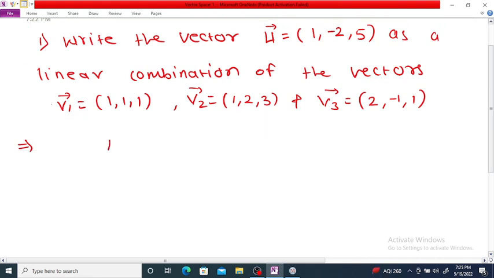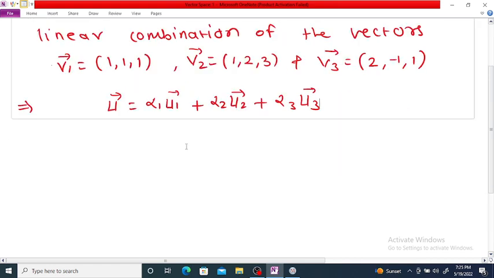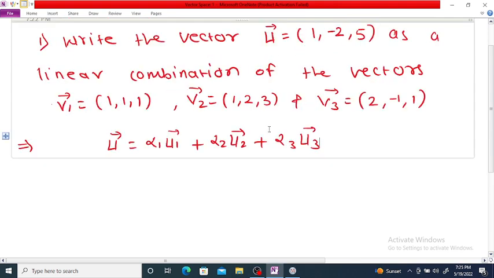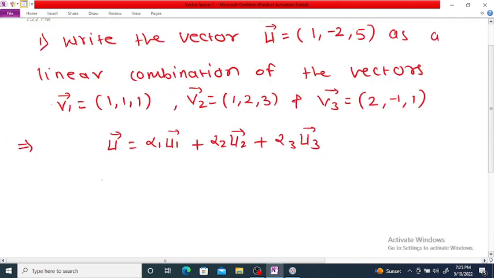So we assume u bar is equal to alpha 1 v1 bar plus alpha 2 v2 bar plus alpha 3 v3 bar. If we want to determine the values of alpha 1, alpha 2 and alpha 3, here u bar is equal to (1, -2, 5).